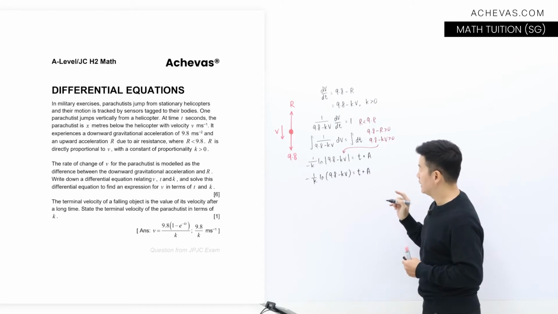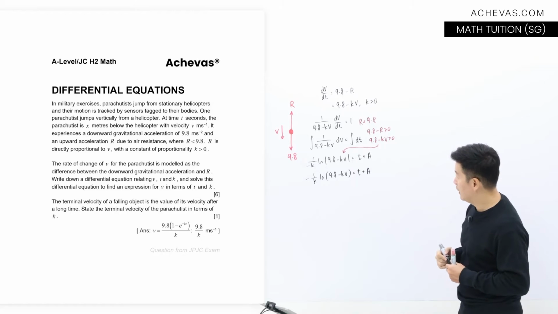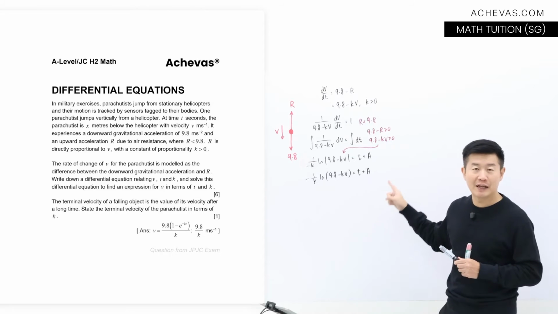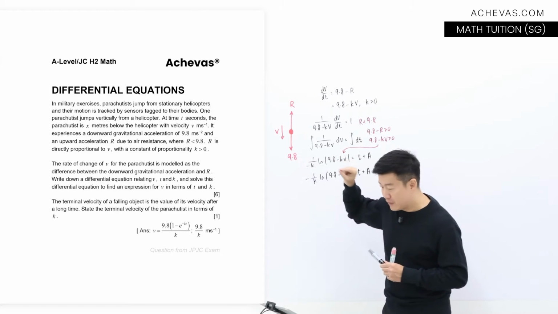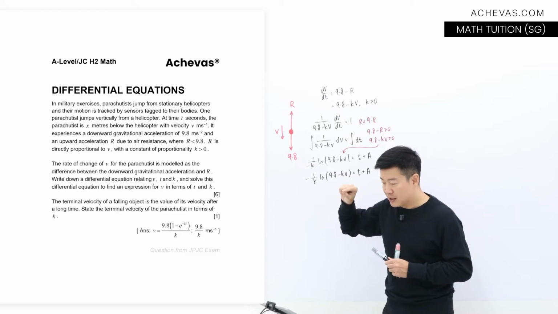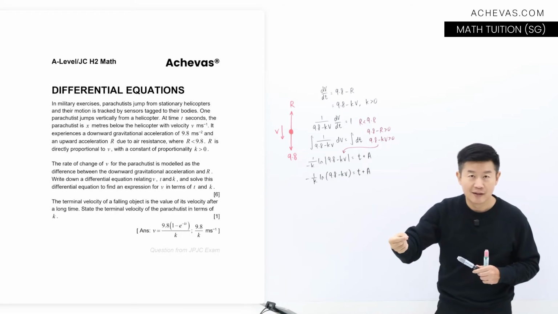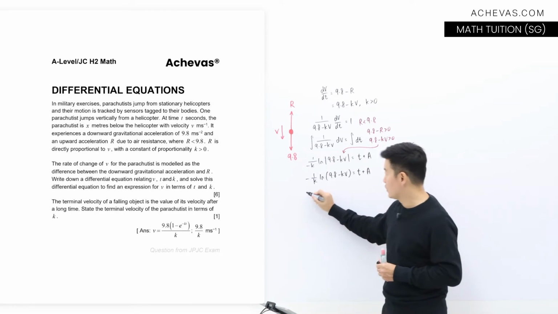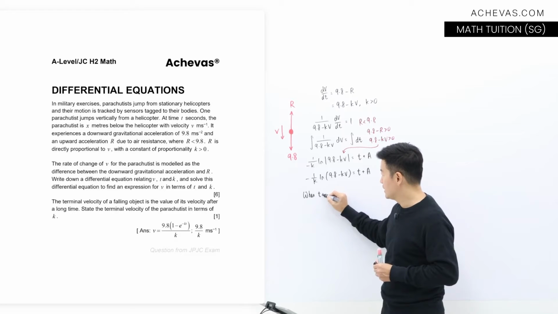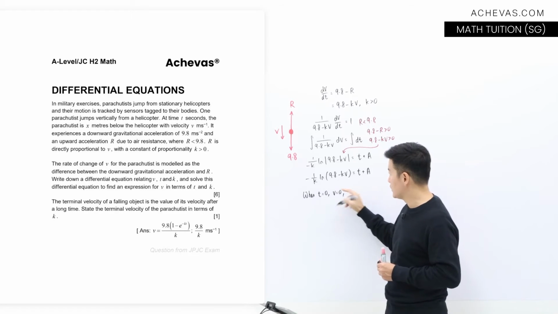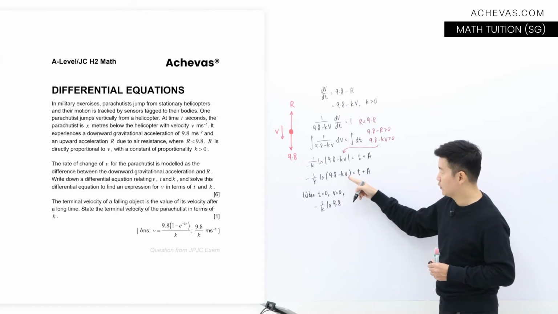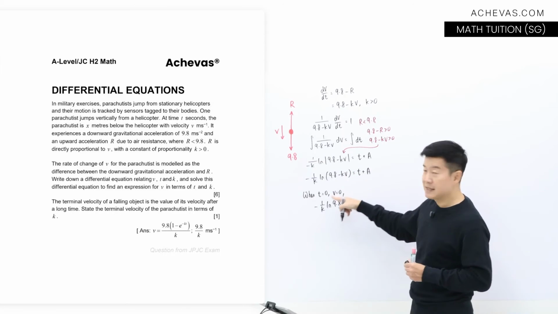I think this is a good time for us to solve for a, because the question gave us a piece of information that we can make use of to find a. The question says in the very beginning that the parachutist jumps from a stationary helicopter, which means that when t is equal to 0, v must be equal to 0. So let me use this information. T is equal to 0, v is equal to 0, which gives us minus 1 over k ln of 9.8 on the left hand side, because v is equal to 0, this will disappear, is equal to t is equal to 0.